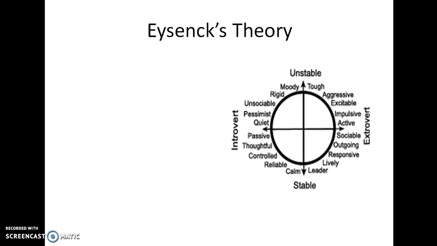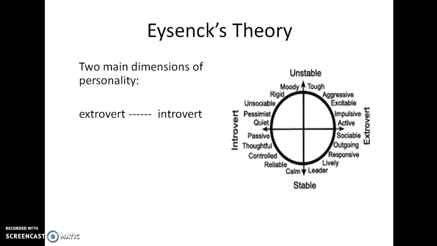He actually later found a third dimension, but initially it's just these two dimensions that you really need to know about, because his third dimension only applies to a certain group of people. But the two dimensions of personality apply to everybody. And he says these dimensions are, the first one is people are on a scale between extrovert and introvert.